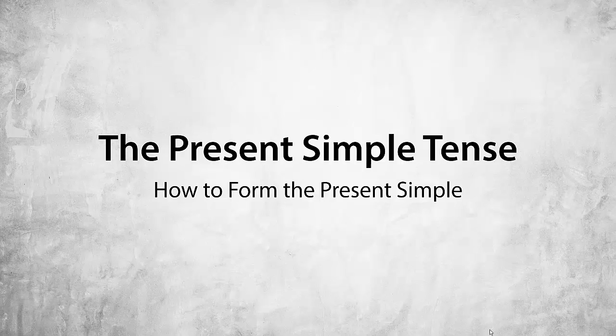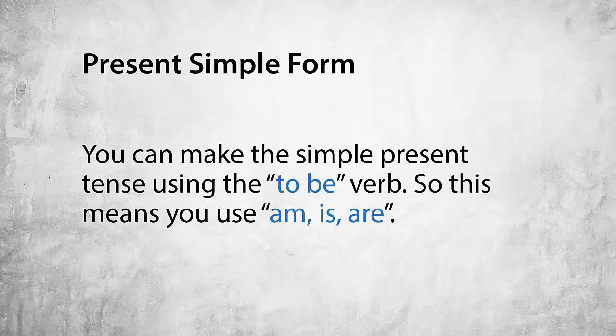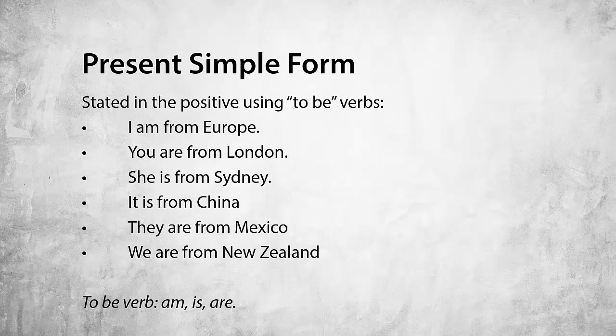Welcome. In this lesson, you are going to learn all about the different forms of the present simple tense. You can make the present simple tense using the to be verb. So this means you use am, is, are, depending if you are using it in first person, second person, or third person. Now I want to show you how to use the to be verb in the positive.